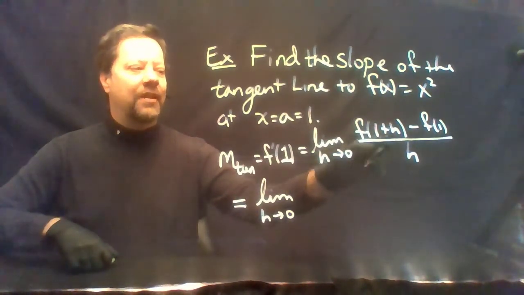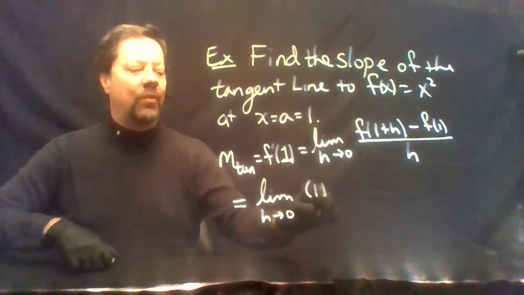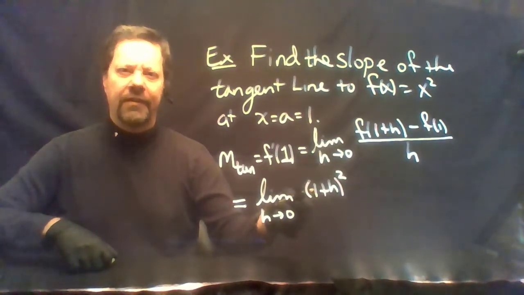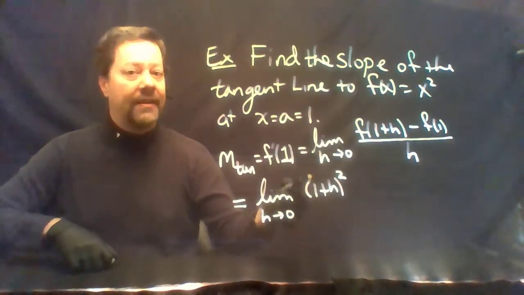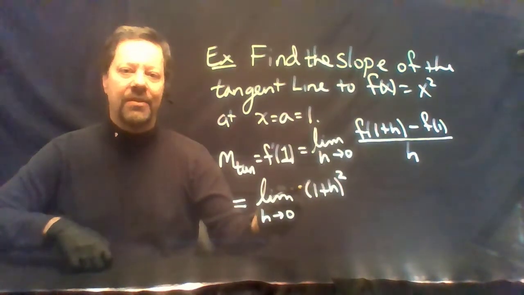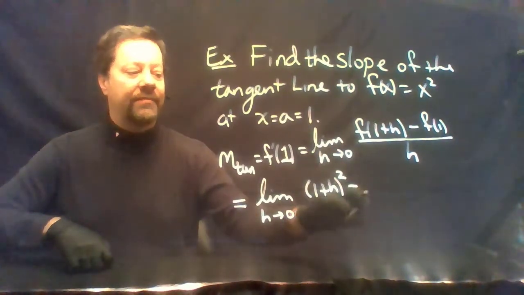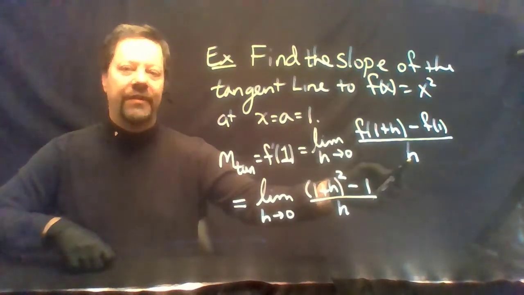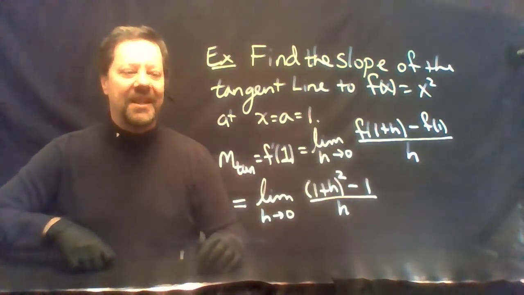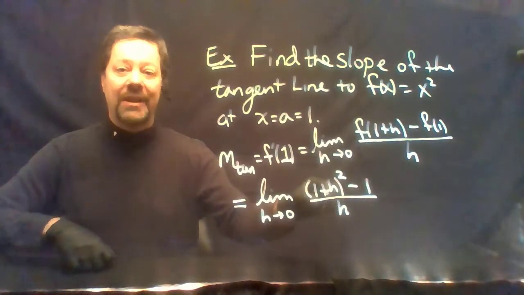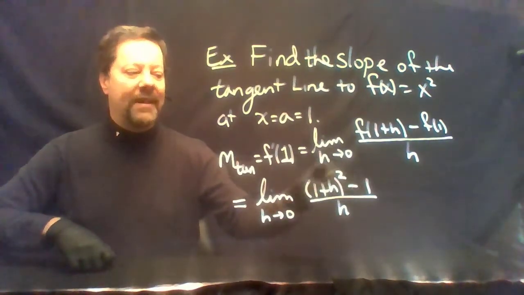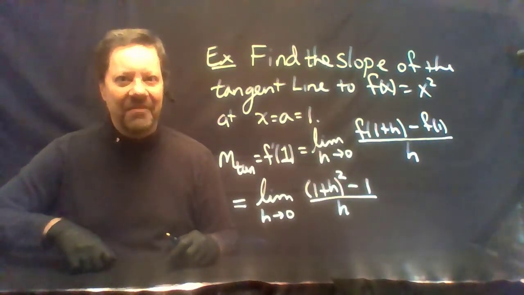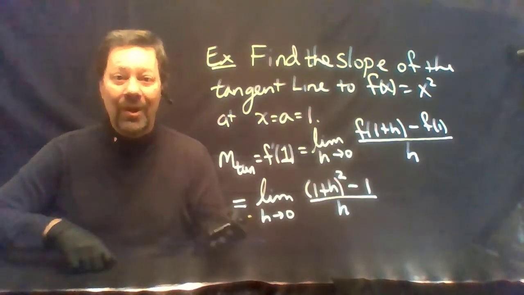When we evaluate the function at 1 plus h, we'll have 1 plus h quantity squared. Students often get confused about function notation. That's why we spent so much time in the last module talking about this notation. Minus 1 all over h. As you can see, if you just plug h equals 0 in now, you'll get 1 minus 1, which is 0, divided by 0. What does that mean in the context of limits? More work.